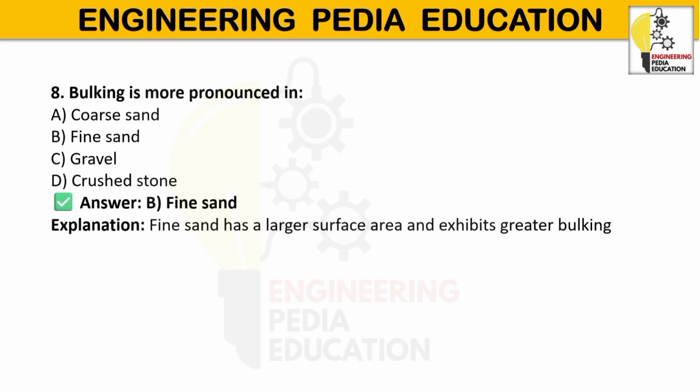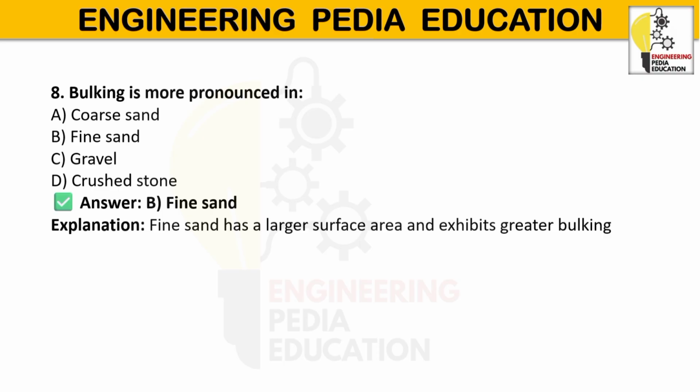Bulking of sand is the increase in the volume of sand due to moisture content. In fine sand, the area is larger, so they exhibit greater bulking. This happens because the fine particles have the largest surface area, so a thin moisture film pushes the particles farther apart. Maximum bulking of fine sand can reach up to 30 to 40% at around 4 to 6% moisture content.